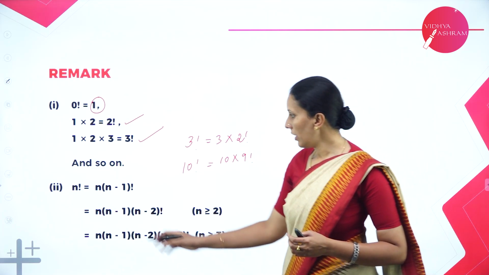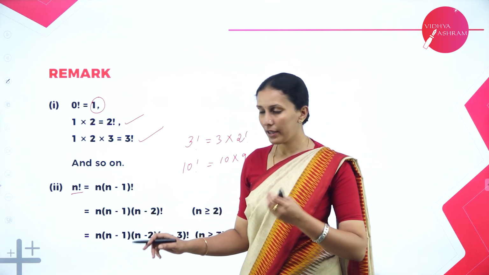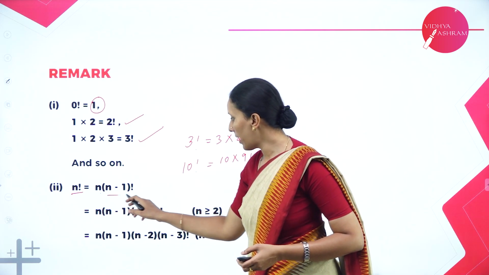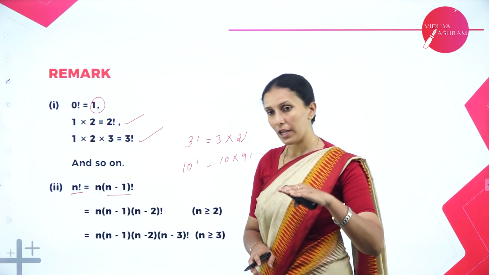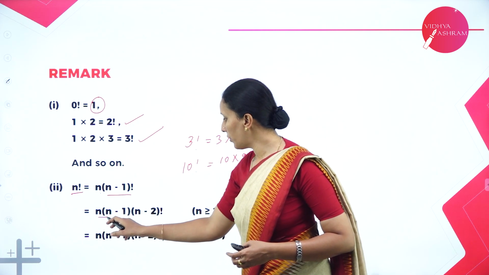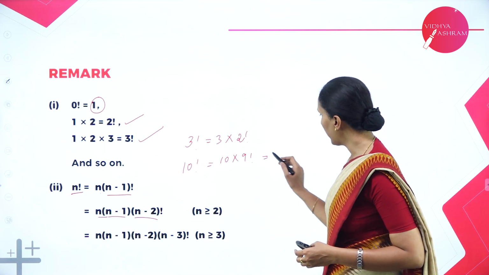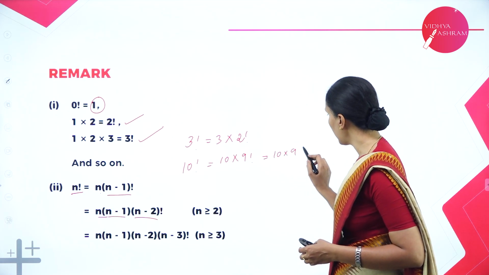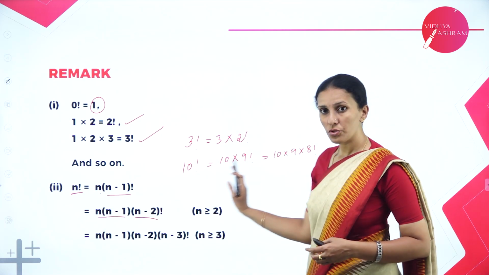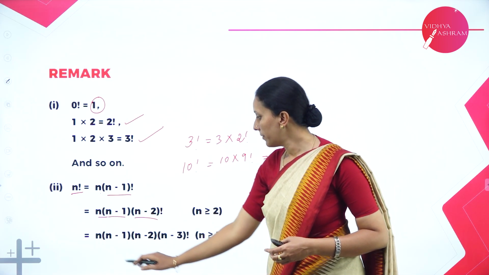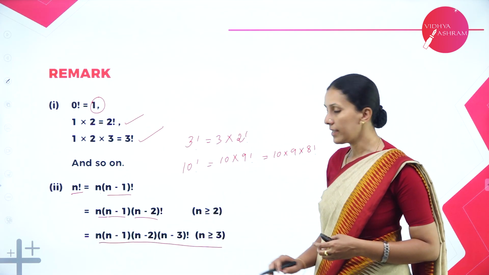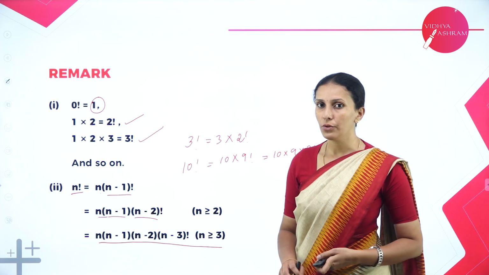So in general, n factorial can be written as n into (n minus 1) factorial, or we can also reduce it into n into (n minus 1) into (n minus 2) factorial. For example, this can also be written as 10 into 9 into 8 factorial, which is one and the same. So therefore, we can reduce this until however many values we want.